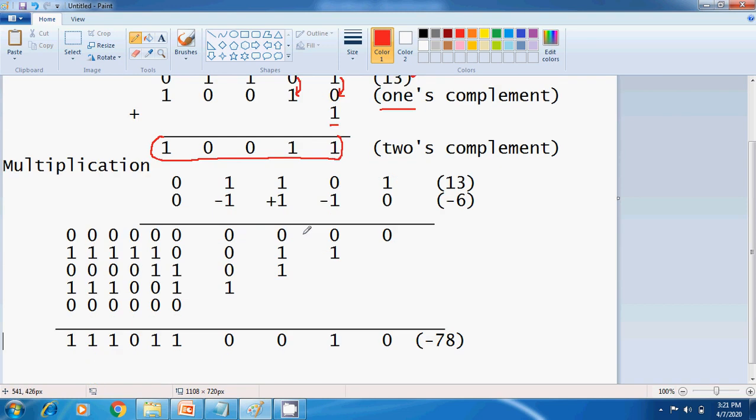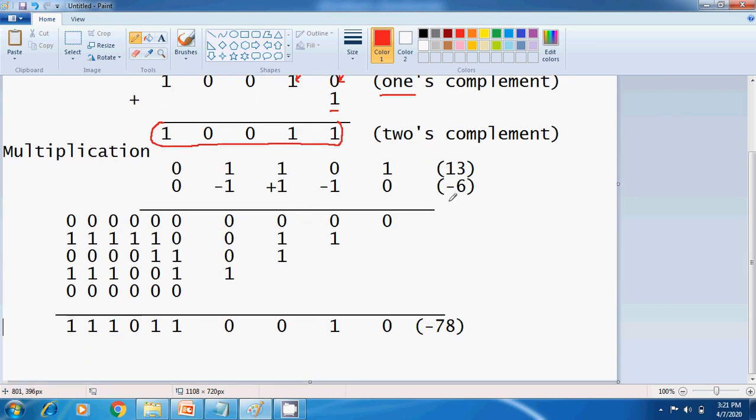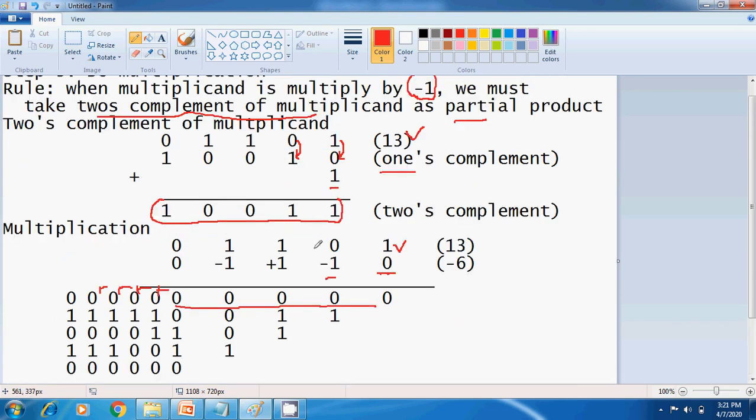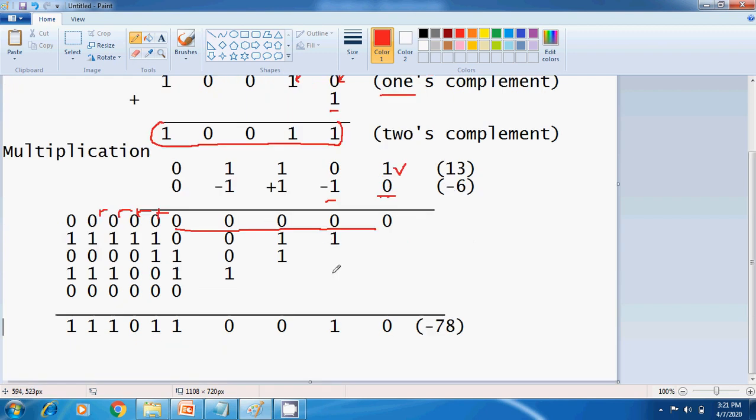The next step is to multiply 13 by -6. So the very first bit of the multiplier is 0. When I multiply by 0, obviously I am getting 0. And the remaining bits are, as we already discussed in the previous example, extended with 0. Very simple. The next bit is -1. Here I have to consider the 2's complement of the multiplicand, which is 1 1 0 0 1, and the remaining bits are again extended with 1.